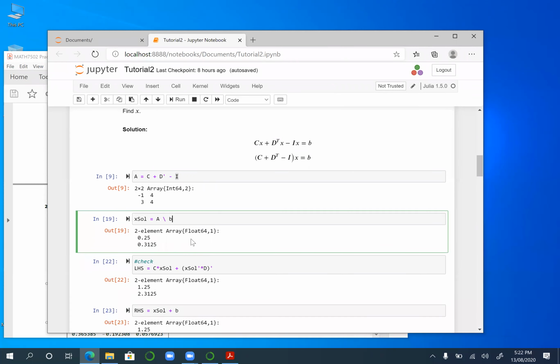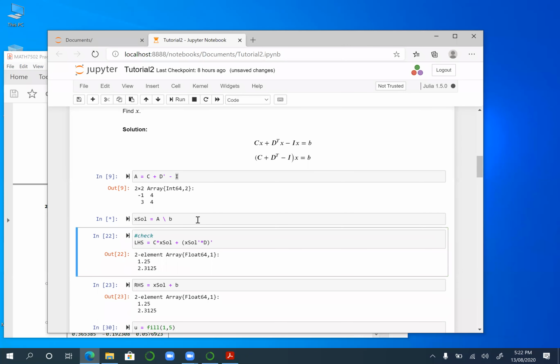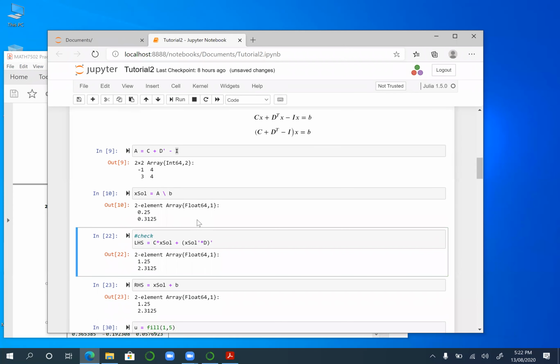Next we want to solve for X. Now, this is a lot like the syntax in MATLAB for solving a linear system, whereas in Mathematica, to do the very same thing, I would write LinearSolve. So this is a bit more like MATLAB: X solution, A backslash B. Let's try that out. And it returns a solution, so great.